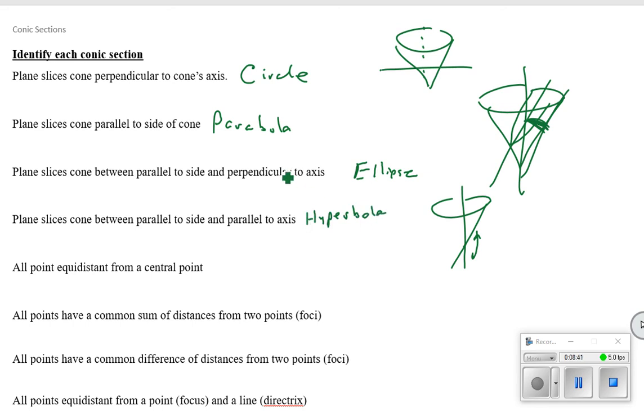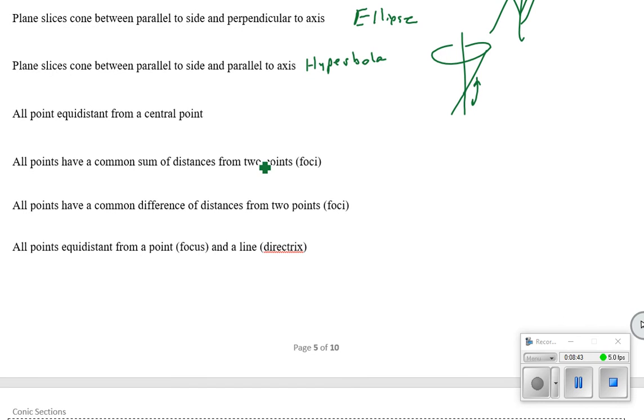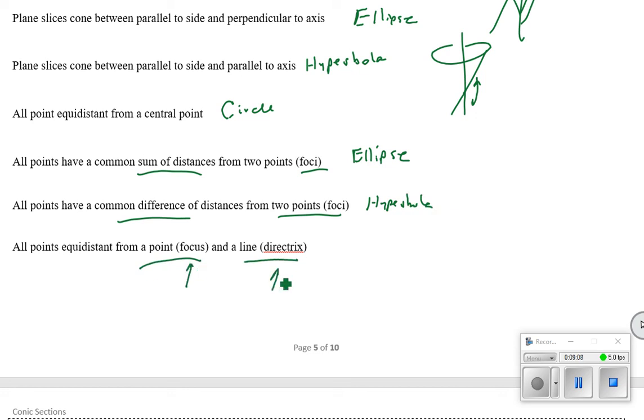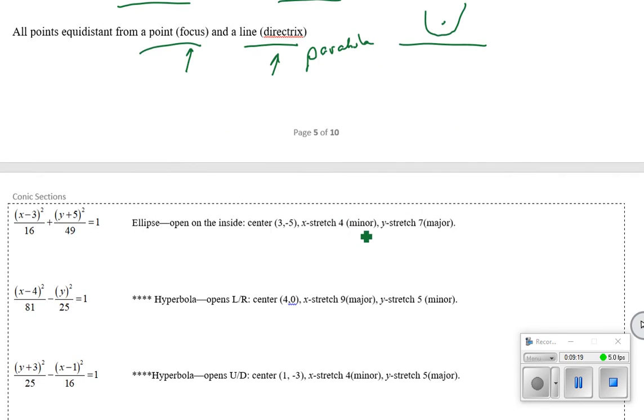Now, what do we call it where all the points have an equal distance from a central point? That is a circle. What has a common sum from 2 points called the foci? That is the ellipse, not the eclipse, but the ellipse. What has a common difference from the 2 points? That is the hyperbola. And what has an equal distance from a point and a line? The point is called the focus, the line is called the directrix. Equidistant from a point and a line, that is the parabola. Not parabola, the parabola. All right.